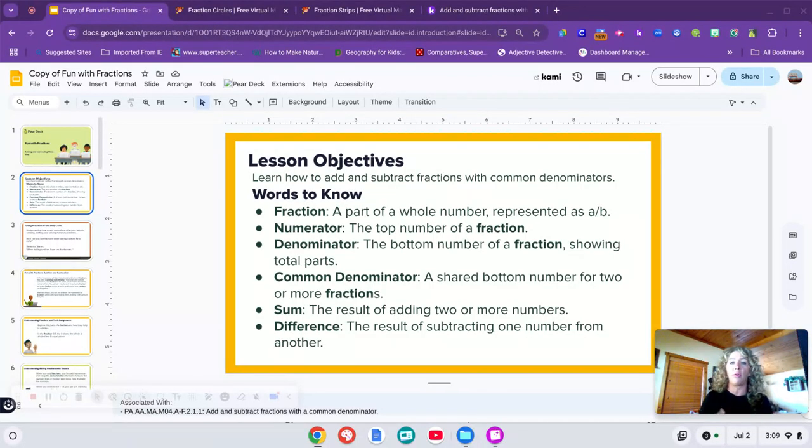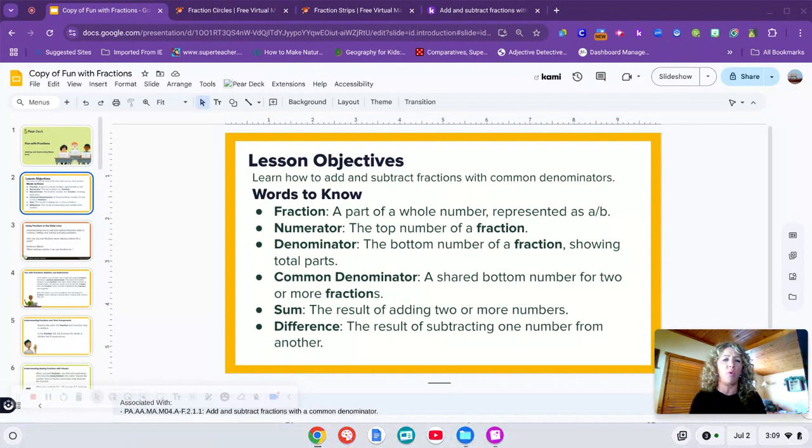So good morning, fourth grade. We are going to do a Pear Deck today with adding and subtracting fractions. So I'll give you a minute to join. At this point, they join. And you can see that what we are doing today is adding and subtracting fractions with like denominators.